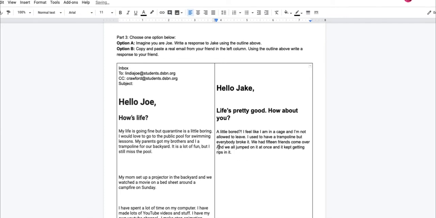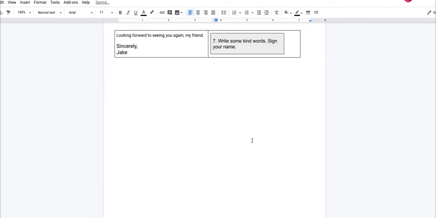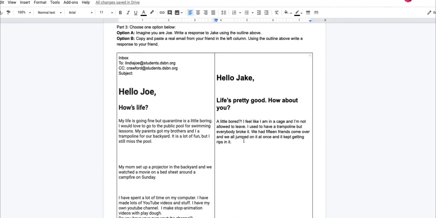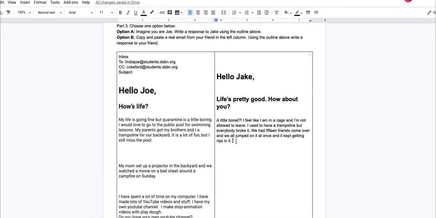Very good. Now, if we go back up to the top, to our steps, it says ask questions about your friend's story. So we can ask him about his trampoline, or we can ask him about the pool. What do you want to ask him about, Haley? Have you ever had a pool?